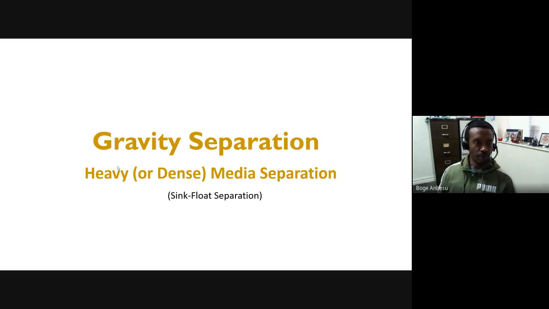Some people may call it heavy media separation, some may call it sink and float. So depending on what is being used, you can have different terminologies, but in reality, all that we're doing is to use a heavy media for separation. So something sinks and something floats. You can also say the light fraction of the ore is the float and the heavy portion of the ore is the sink. So you can also have a sink and float separation. Depending on who you ask, people may use different terminologies, but regardless, it should all mean the same thing.